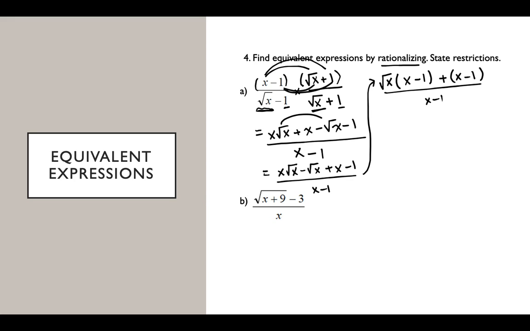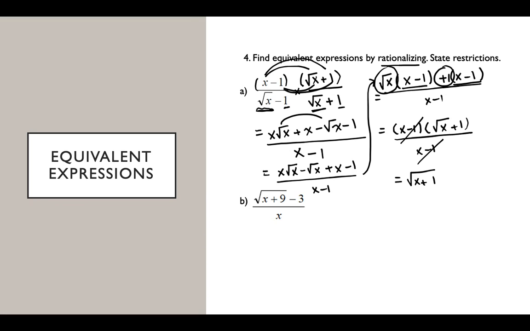x minus 1. So you will notice that I have a common factor of x minus 1. So let's group x minus 1, and then square root x for this one, and plus, there's an invisible 1 here, plus 1, and x minus 1. So then you're going to cancel x minus 1, and I'm left with square root x plus 1.